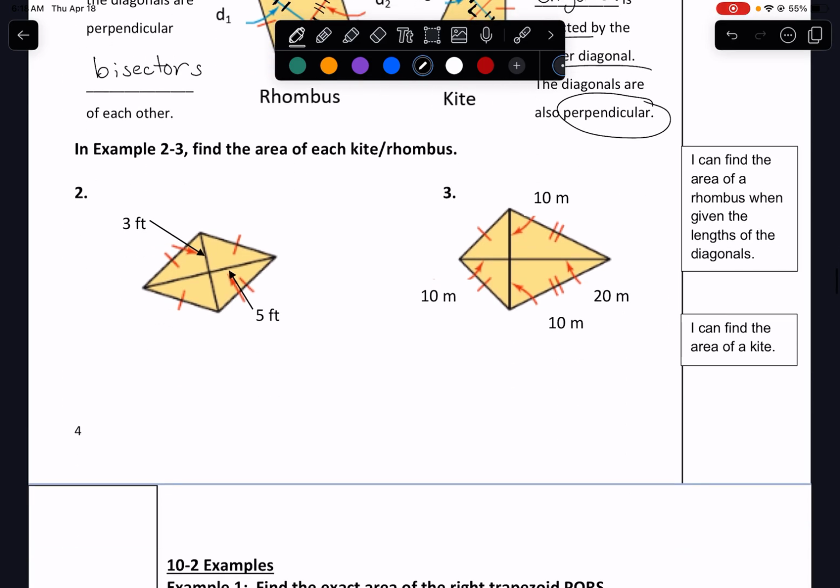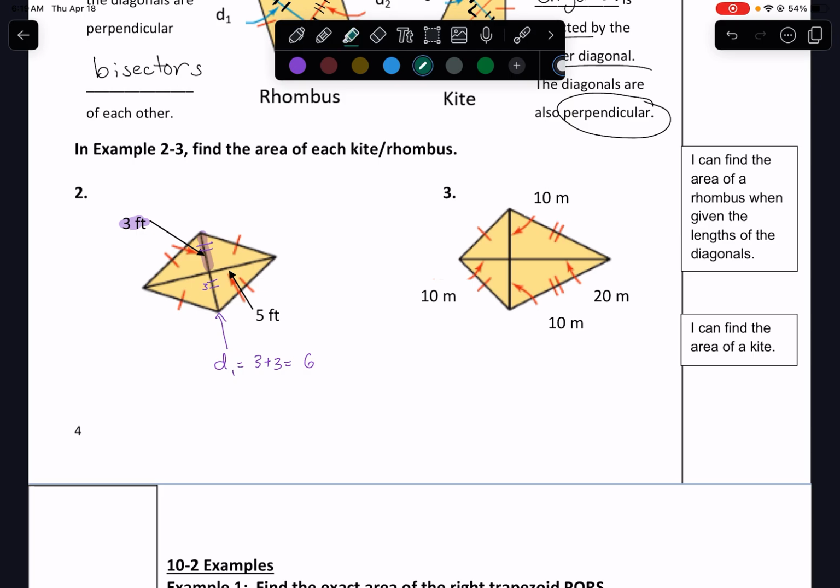So, for example number 2, it says find the area of each kite or rhombus. So for number 2, we're given that this segment right here is 3 feet. And so if we know that that segment's 3 feet, then we know that this segment is 3 feet, making this diagonal, I'll just call it D1, 3 plus 3, which is 6.